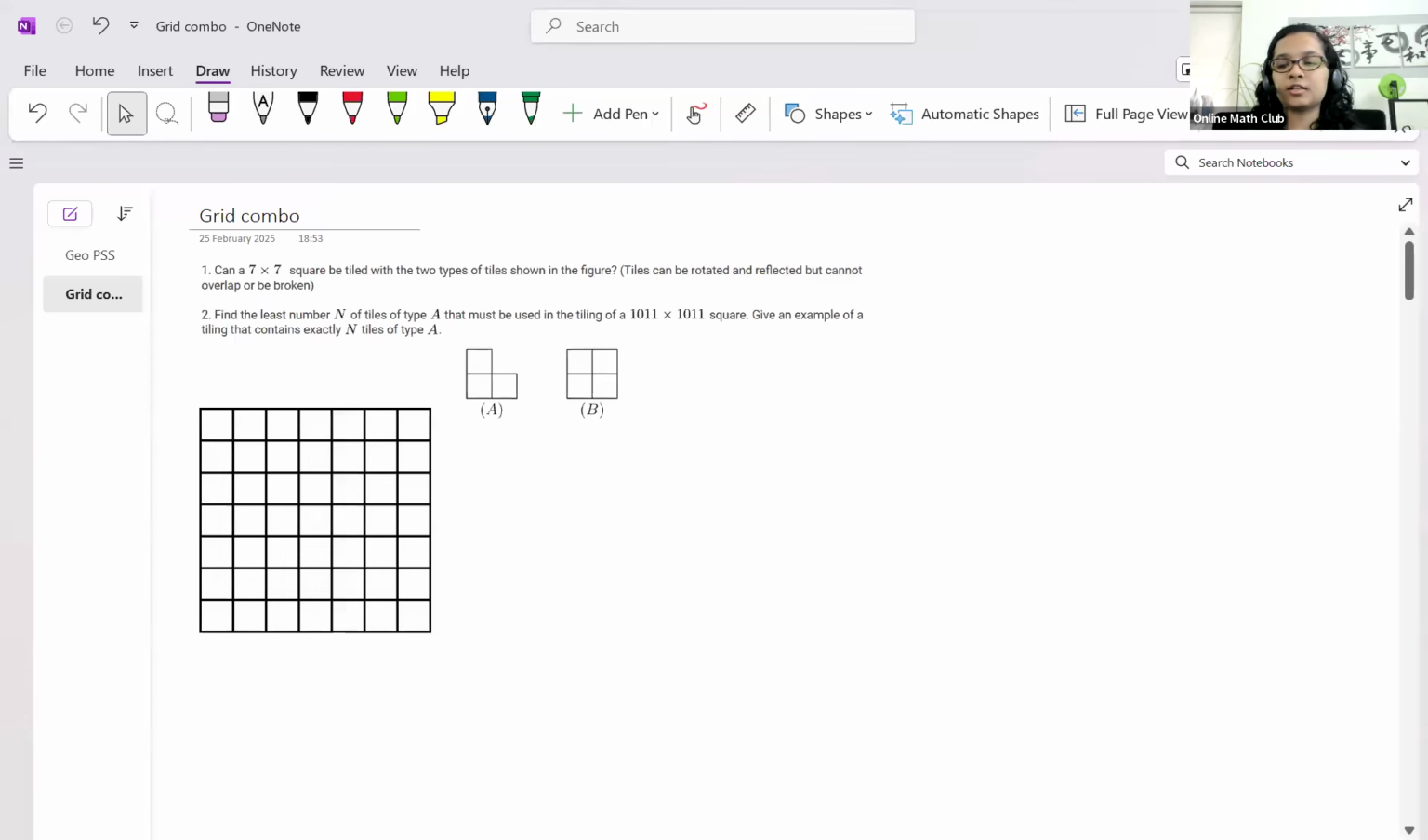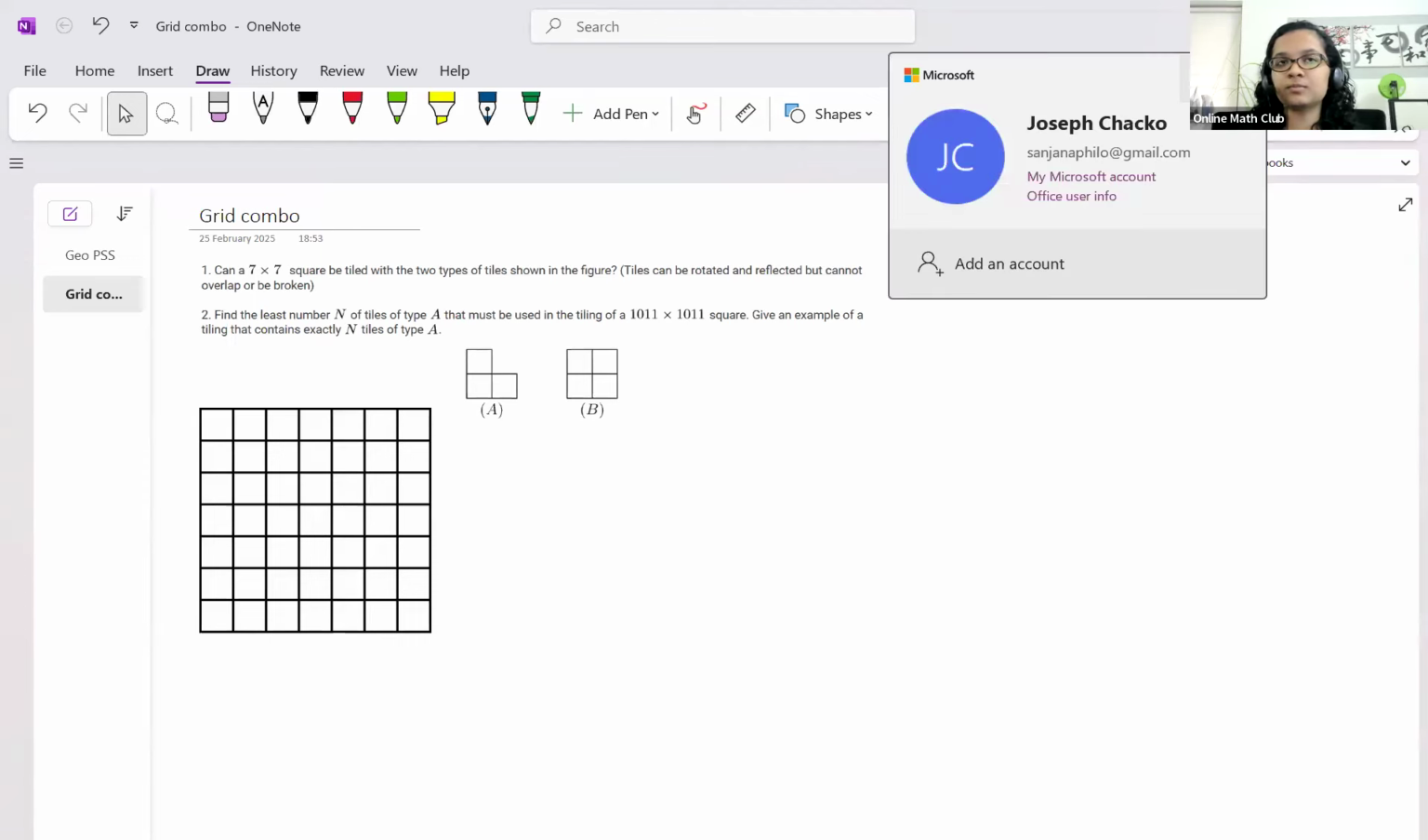Okay, so hi everyone, I'm Sanjana, and today I'll be doing some combi problems which all have the common theme of having some sort of grid in them. So we're hoping to see different ideas which are applicable in these problems because of the common theme.